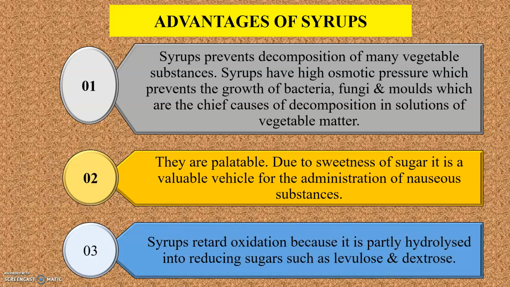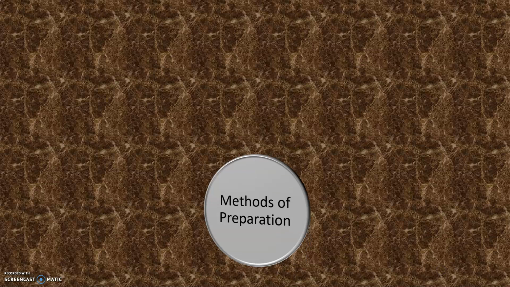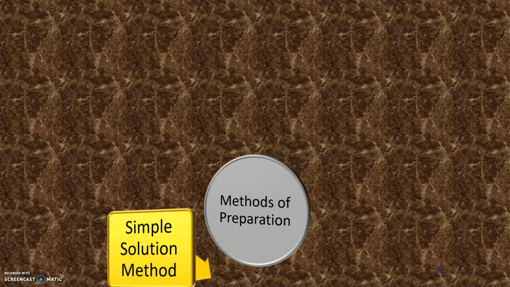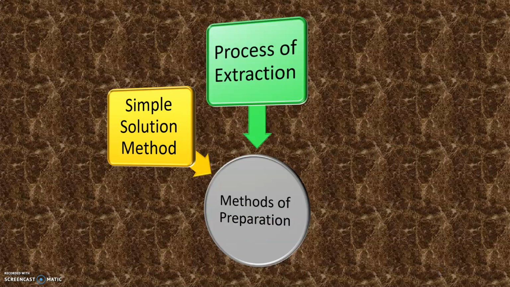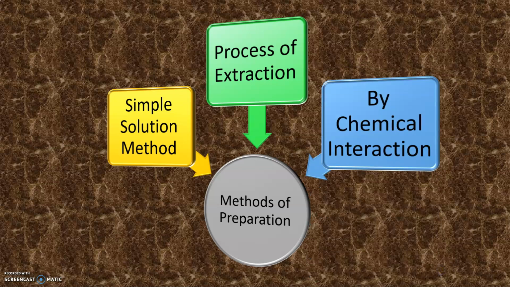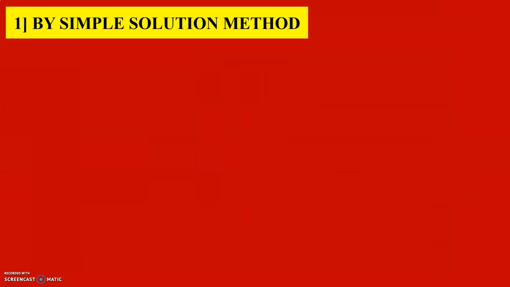The next advantage of syrup is that syrups retard oxidation because sucrose is partly hydrolyzed into reducing sugars such as levulose and dextrose. Now let us see the methods of preparation of syrups, which are the simple solution method, next is by process of extraction, and the third method is by chemical interaction. Now let us study each of these methods one by one. First method, that is by simple solution method.